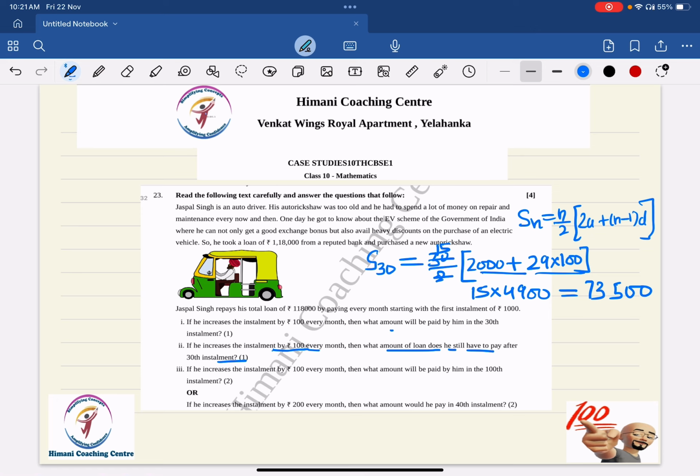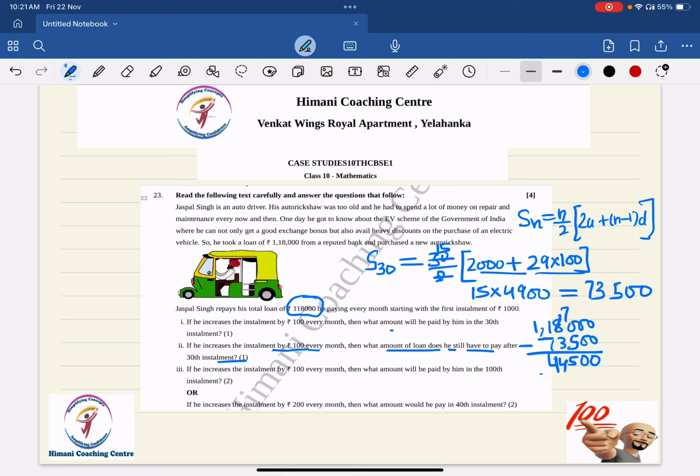But the question is, what is the loan amount he still has to pay? So what is the total loan? It was 1,18,000. From that, let us subtract 73,500, and that would be our answer.